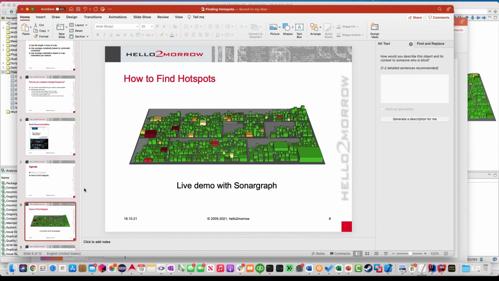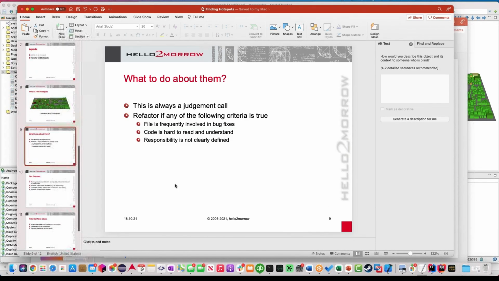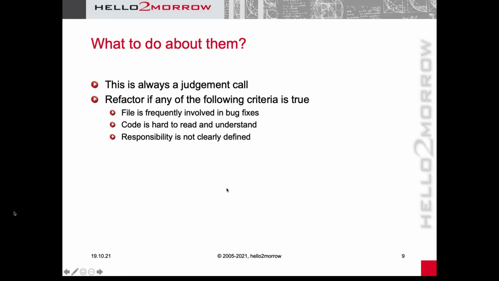Let's go back to my slides here. So what are we going to do about those hotspots? It's always a judgment call, that is clear, because not every hotspot is really something you should refactor, but you definitely should consider refactoring if the file is changed frequently, involved in bug fixes, if code is hard to read and understand, and/or if responsibilities are not clearly defined. Those are candidates which are probably good for refactorings.